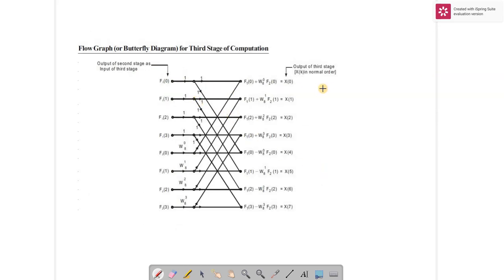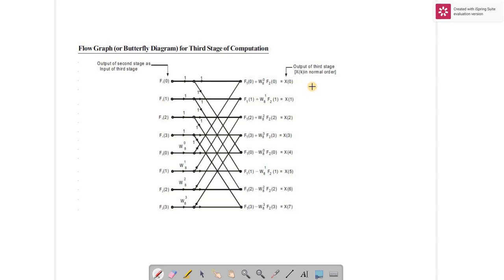Now here the final answers of the 4-point stage are given as an input to the 8-point stage. Here we will be pairing the first line and the fifth line, second line and sixth line, third line and seventh line, and fourth line and the eighth line. So these are the pairings we have done.